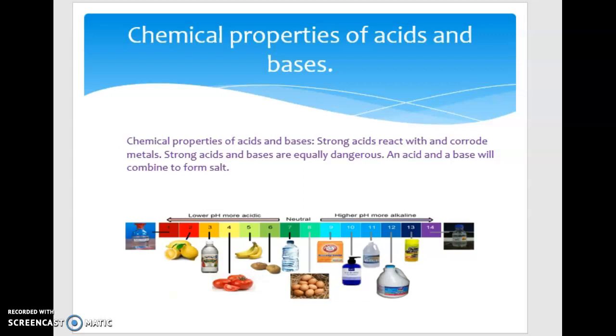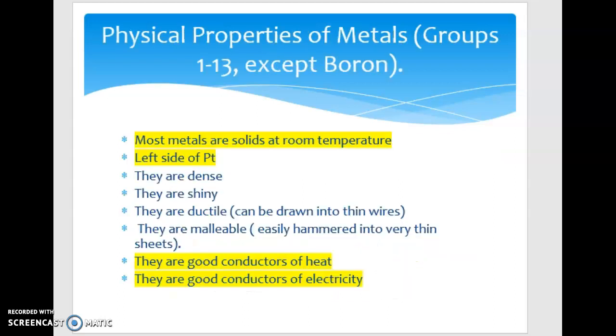So again, you also have chemical properties of acids and bases. For example, strong acids will react and corrode metals. Strong acids and bases are equally dangerous, and an acid and a base will combine to form a salt. So those are some chemical properties of acids and bases that let you know whether or not a substance is an acid or a base.